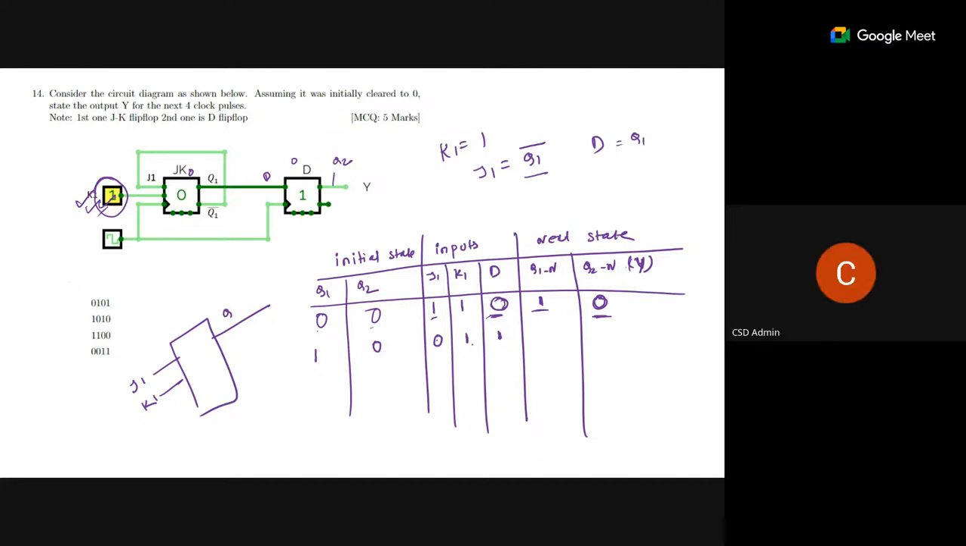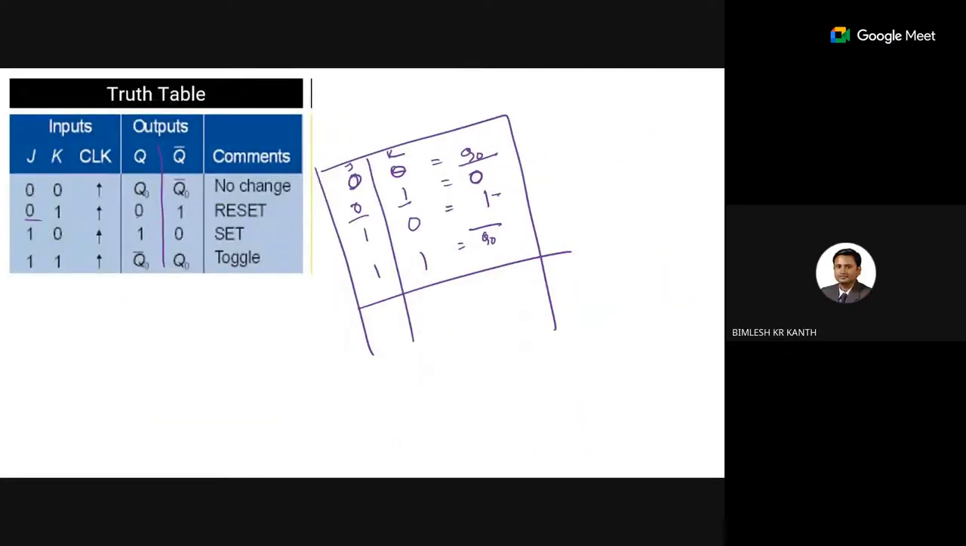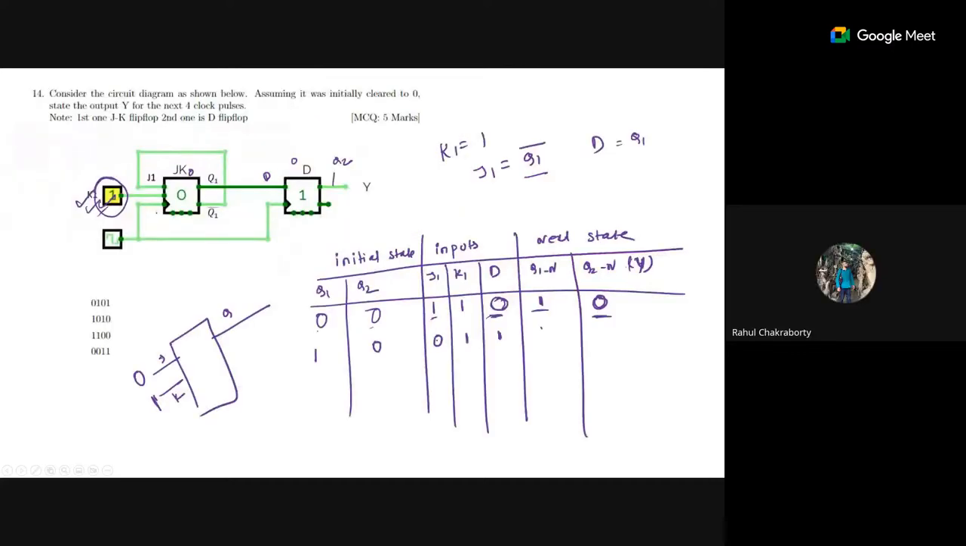And 0 1 means 0, right? What is 0 1 from the JK truth table? Yeah, so 0 1 is 0. If J is 0 and K is 1, what will the output be? 0 1 is reset, right? It will be 0. You can see that 0 1 will be 0. Okay, 1 is giving 0.